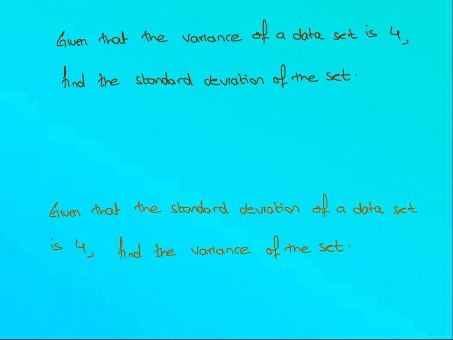Now the second aspect, given that the variance of a set is 4, find the standard deviation of the set. So I know that variance is standard deviation squared. So if this is 4, standard deviation squared is 4. Hence standard deviation is just 2.